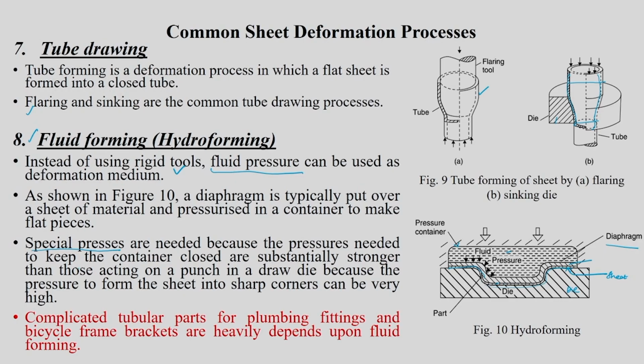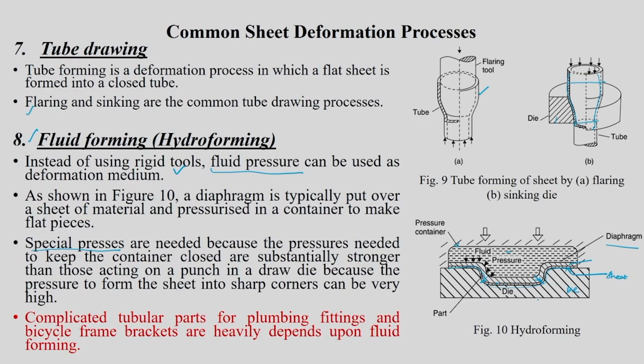The pressures needed to keep the container closed are substantially stronger than those acting on the punch in a draw die, because the pressure to form a sheet in sharp corners can be very high. You will also see that in the initial part of the deformation you will have deformation other than the die corner region, and later on the pressure is required to push the sheet to take this shape. So this corner filling is going to be very, very important. In that case you need to have significant pressure acting on it.